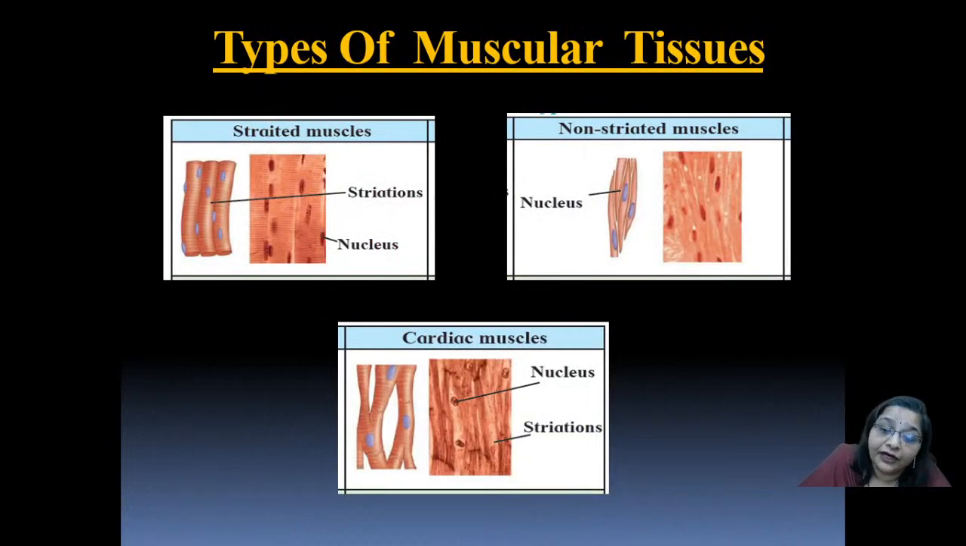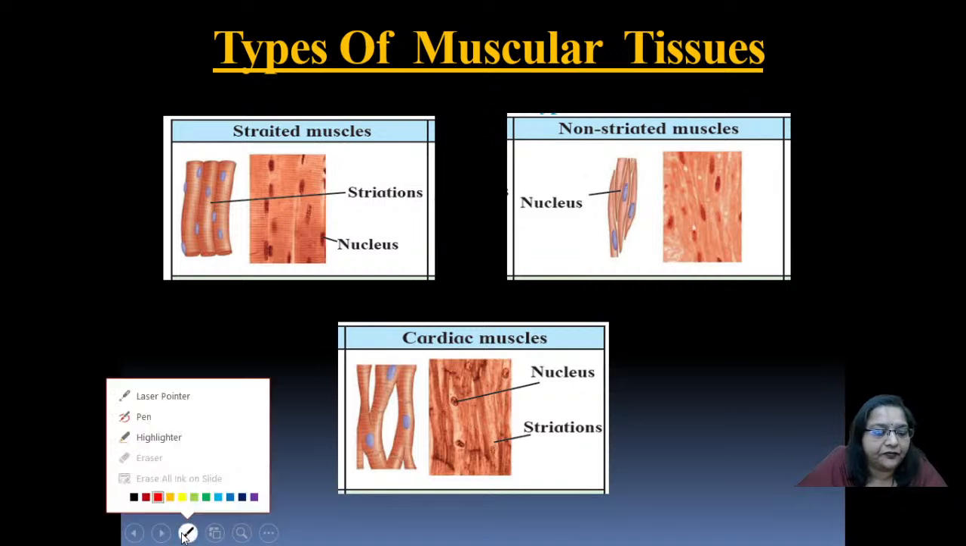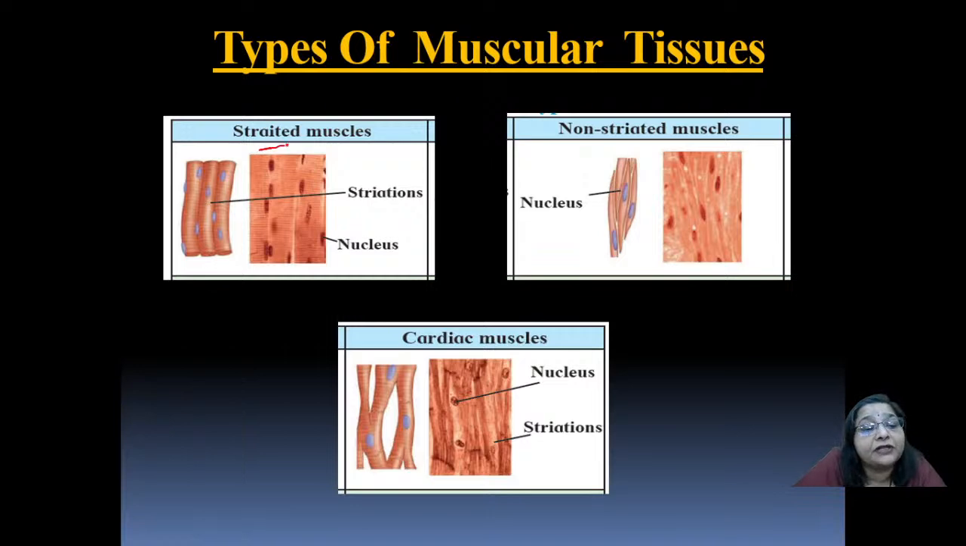Next, we also learnt about the location, structure, and function of muscular tissues, right? Muscles which help in locomotion, in movements, right? They are basically made up of contractile proteins, we learnt. We also saw the different types of muscular tissues, which are the striated muscles, we saw the non-striated muscles, as well as the cardiac muscles.